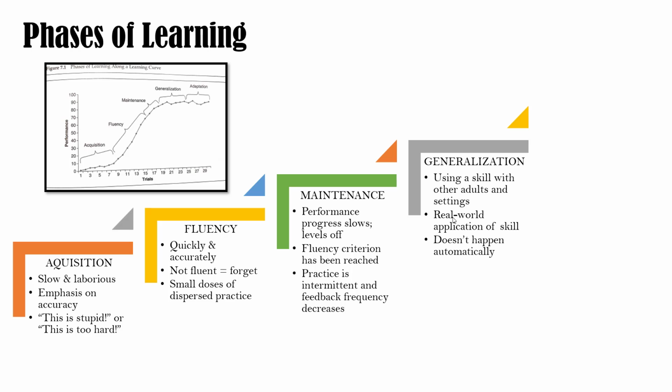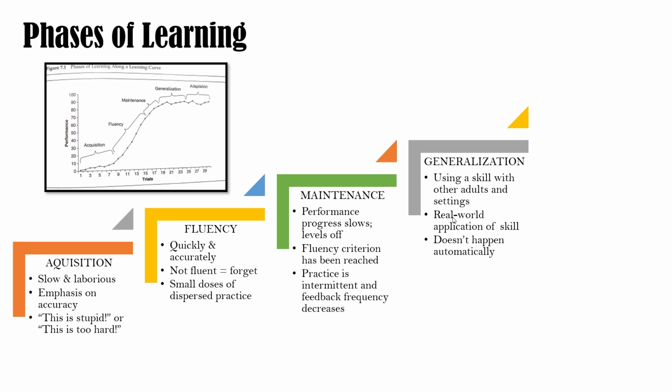The second to last phase is your generalization phase. So this is when you want to make sure that the child can use the skill in different settings with different people around. If the child can do their math facts in the classroom, that doesn't really help them in real life. So you want them to be able to do their math facts at home and everything like that. You also want them to be able to apply it to the real world.